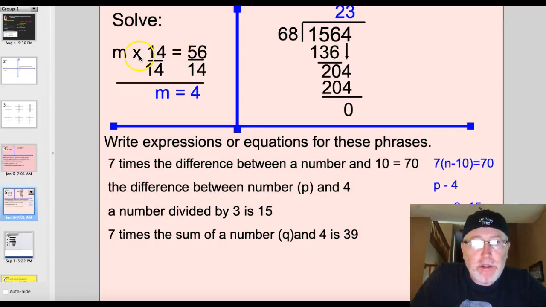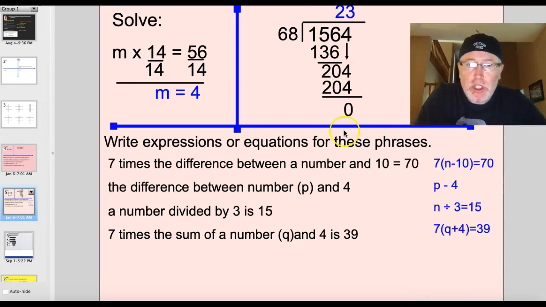One-step equation here. This is a multiplication equation, so you can divide by 14, divide by 14. M equals 4. Notice that this didn't say 14m. I just said m times 14. Same thing, but we can handle it in this fashion here. This one here, you divide it out, you're going to have 23. Let's take a look at these problems here.